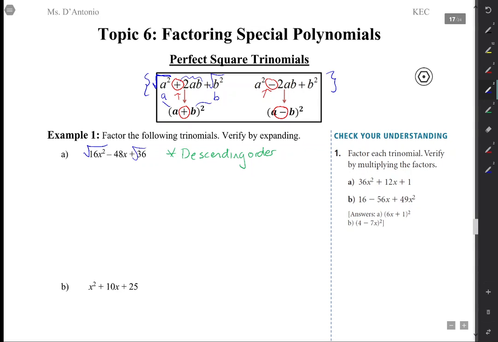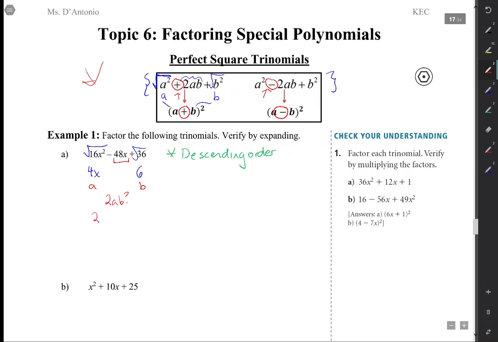The square root of 16x squared would be 4x, because remember, we have to take the square root of the 16 and the square root of the x squared. And the square root of 36 is 6. So these two values here are the a and the b that we looked at above. Now let's think. Does our middle term, 48x, equal 2 times a times b?